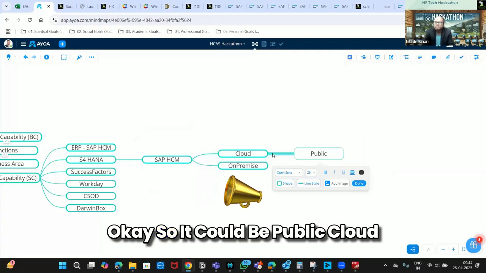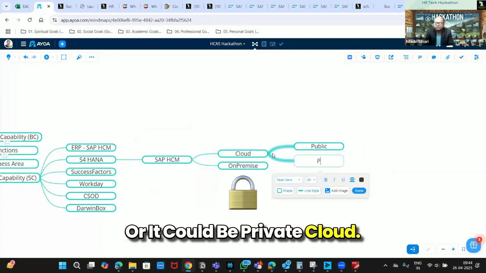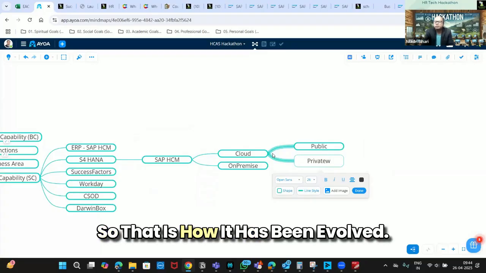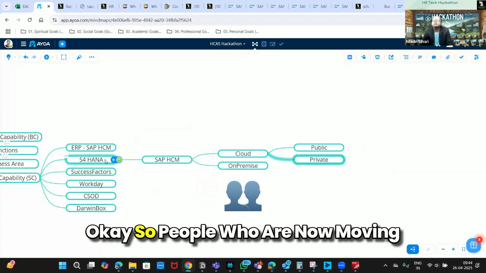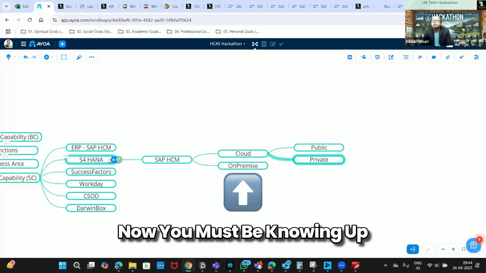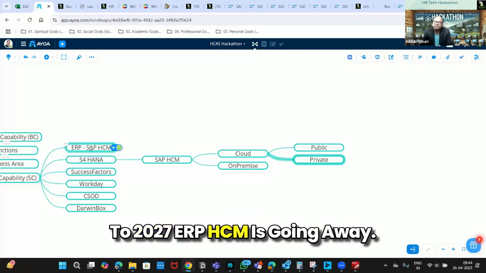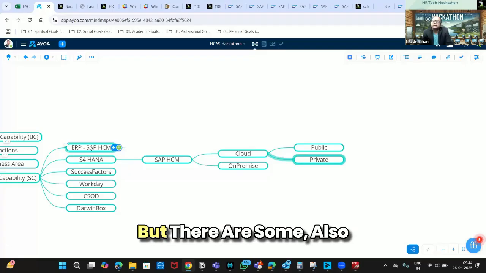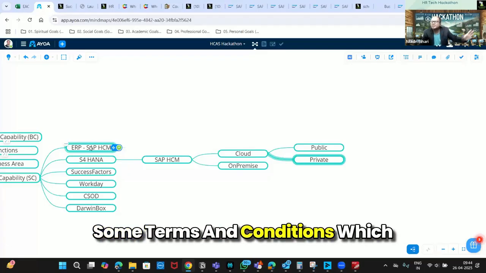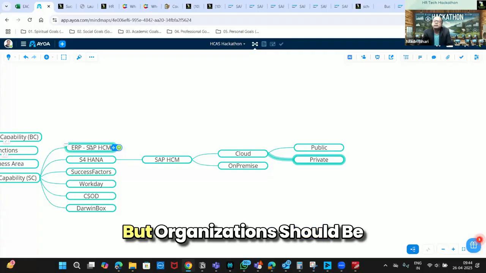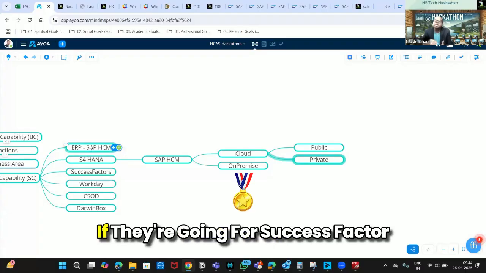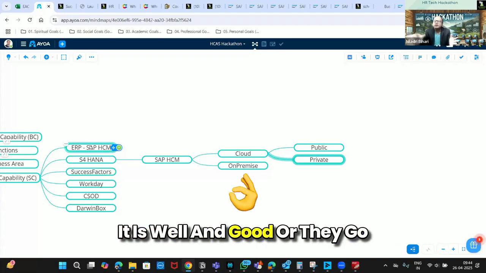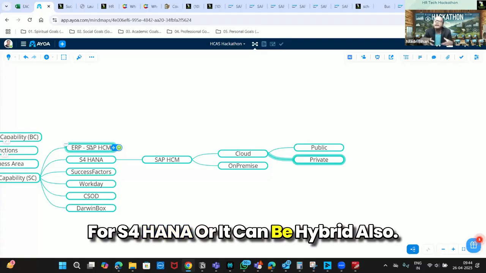So it could be public cloud or private cloud. That is how it has evolved, and it is valid up to 2040. People who are now moving, you must be knowing that up to 2027, SAP HCM is going away. There are also some terms and conditions which I'm not talking about. But organizations should be mentally prepared now for S/4HANA or SuccessFactors. If they're going for SuccessFactors, it is well and good, or they go for S/4HANA, or it can be hybrid also.